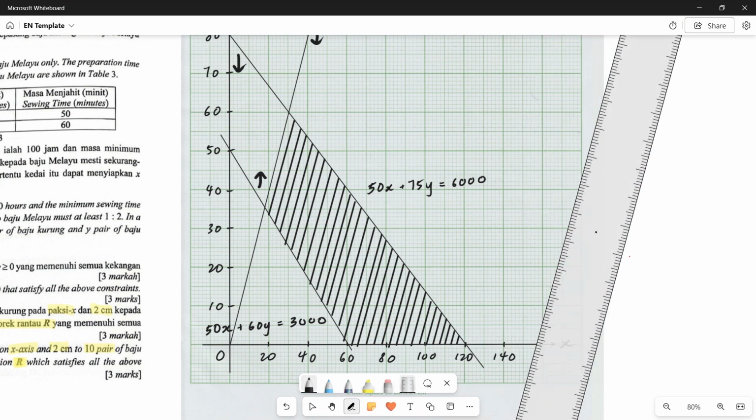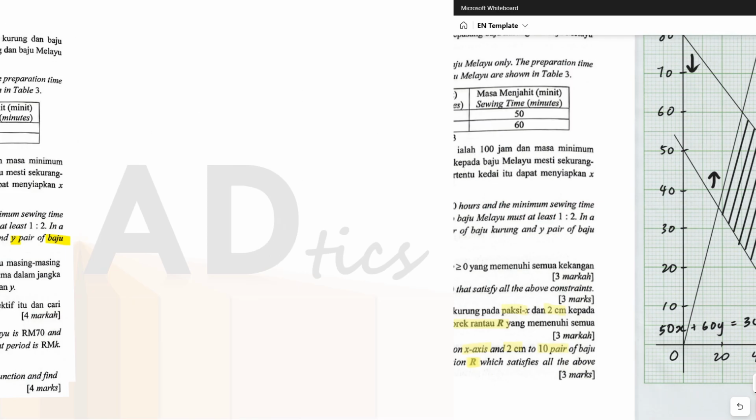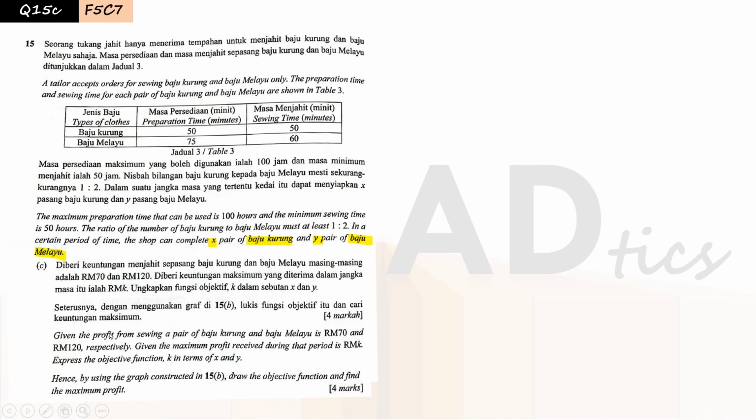And then we just label R here. For part C, it says that the profit for Baju Kurung and Baju Melayu is 70 and 120, and it says that the maximum profit is K. So we need to find the objective function, which is also K in terms of X and Y.